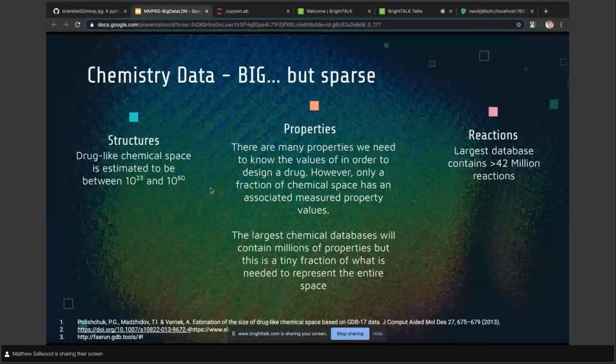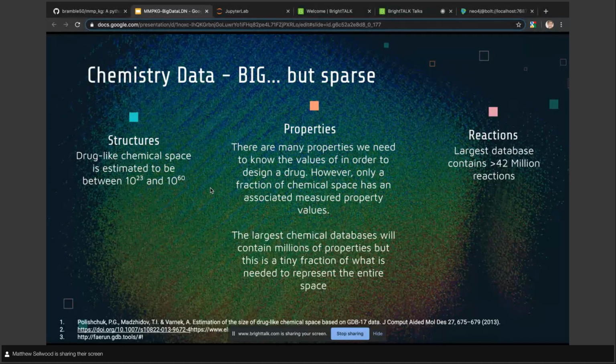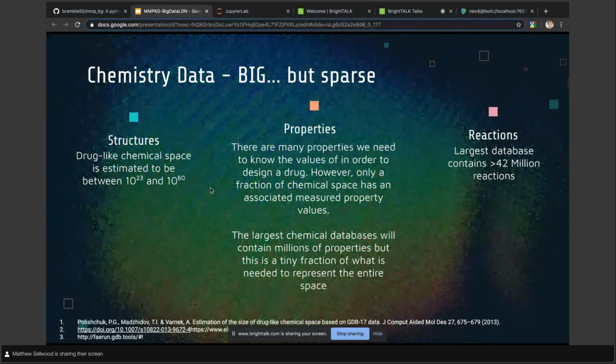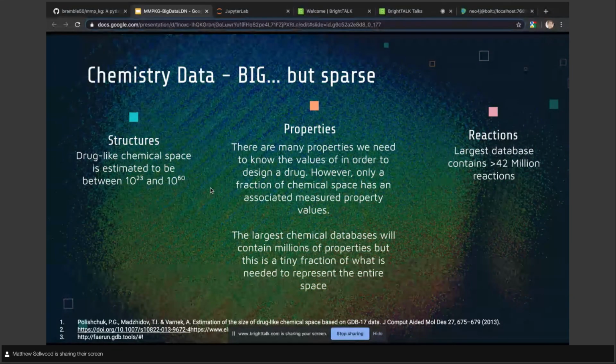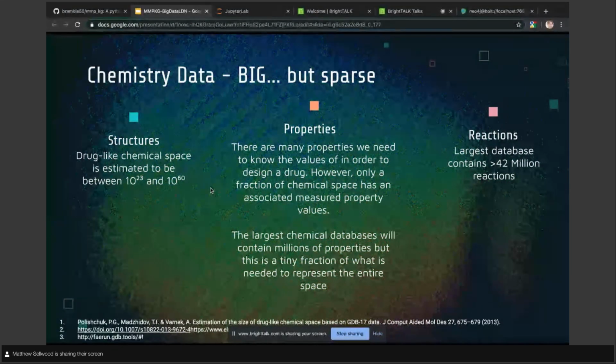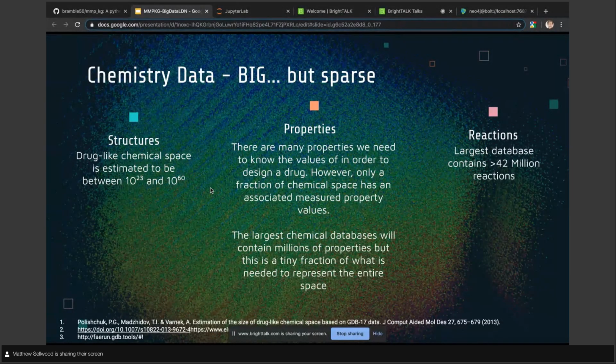So now we come to the data. Chemistry data, even if we're talking about just the drug-like space, is really, really big. The chemical structures that can be in that drug-like space are estimated to be between 10 to the 23 and 10 to the 60 compounds. That's just such a huge amount of space.